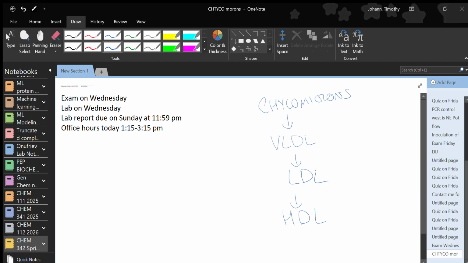Talk to me about the composition of these things. If you were to talk about protein for them, what would it look like? Isn't it like there's the least amount of protein in the very low density and then the highest amount in the highest density? Right, so protein increases in this direction. Okay. You need to know the roles of these things, right?